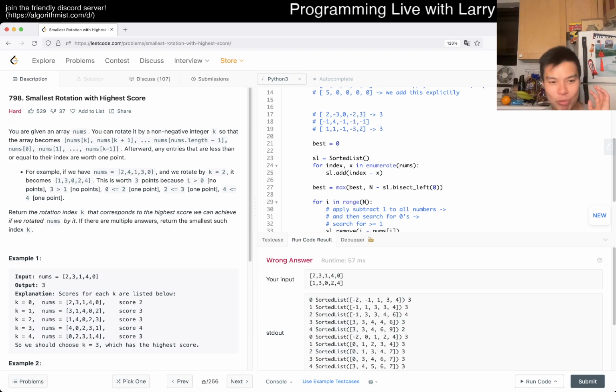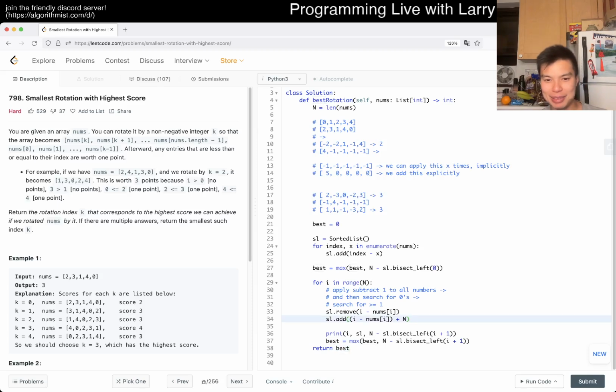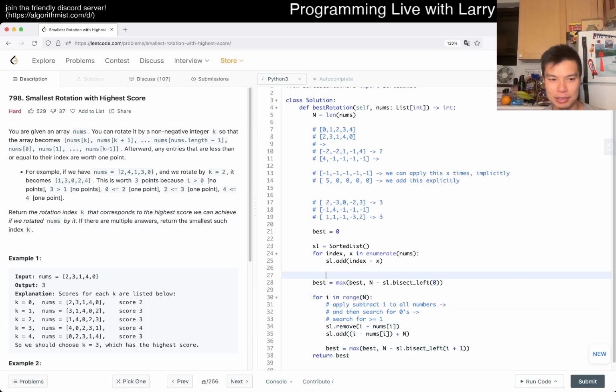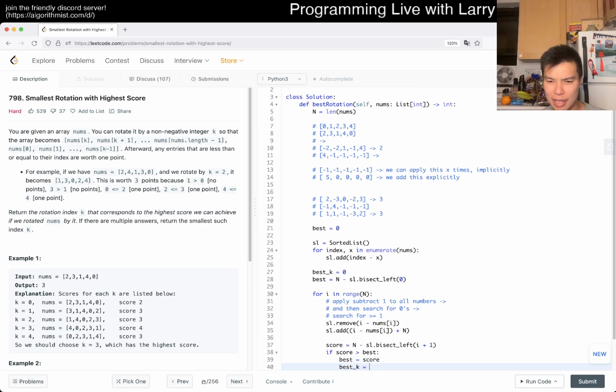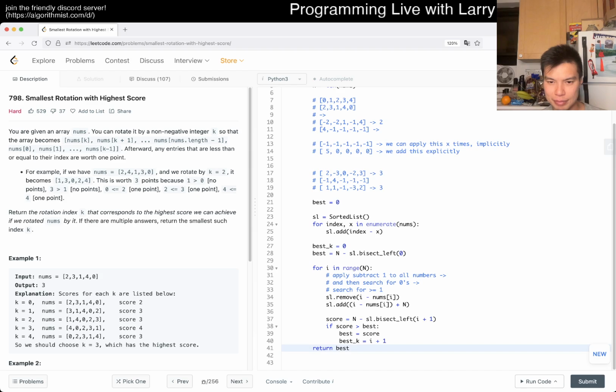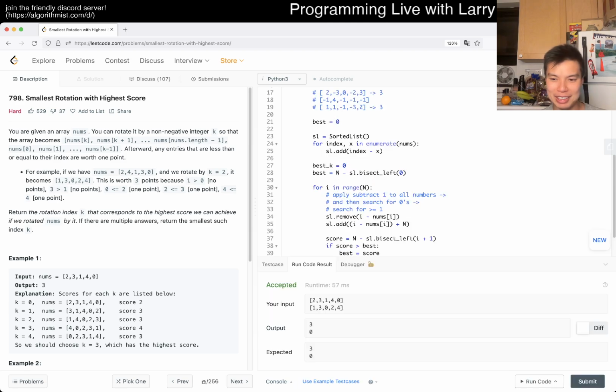Oh, I see. Okay, so right answer, but I returned the score when we're supposed to return the K. Okay, I am just being dumb. So best K is equal to 0, right? And then this is just equal to this thing. So now if score is equal to this thing... we knock on wood, hopefully we got it. Best is equal to score, best K is equal to I plus 1, I think. Maybe I'm off by 1, but that's fine. Oh, I'm still returning the wrong thing. Too much ego in running the code.